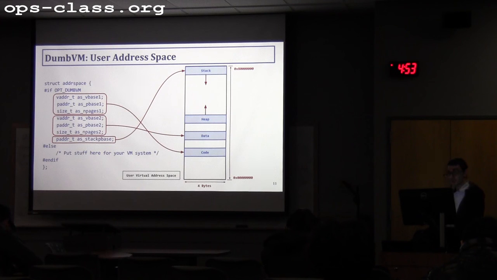So one of the limitations of dumb VM is that when you allocate a stack, it will allocate, for example, let's say 4 pages for the stack. And that means if the user process only needs one page, using the dumb VM it will again allocate the 4 pages. It won't allocate just the 1 page. So that means a waste of memory.